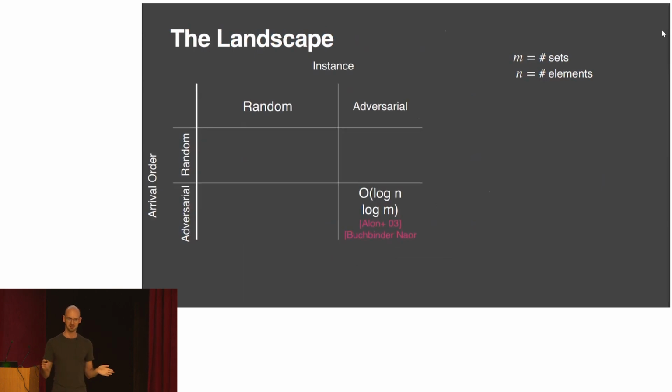So let's draw a table. On the x-axis, I have whether or not the instance is random. On the y-axis, I have whether or not the arrival order is random. So we said that in the bottom right-hand corner, when both are adversarial, that's the online set cover problem. Like the classic fully adversarial one, we said that's log n times log m.